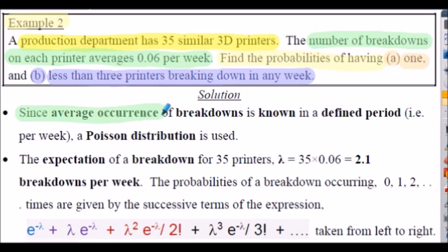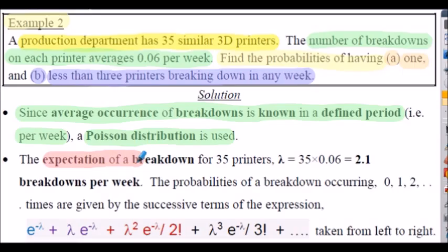So since the average occurrence of breakdowns is known in a defined period, in this case per week, a Poisson distribution can be used. So calculating the expectation of a breakdown for 35 printers, lambda equals 35 multiplied by the average occurrence, 0.06. That evaluates to 2.1, which is less than 5, so it's valid to use the Poisson distribution. And the probabilities of the breakdowns occurring, not at all, once, twice, etc., are given by the successive terms in the expression below, taken from left to right.